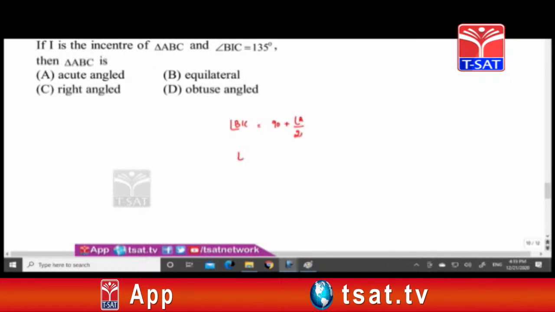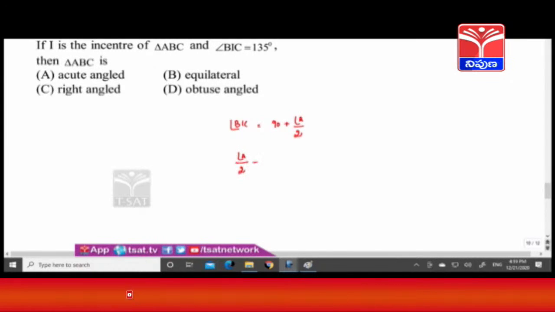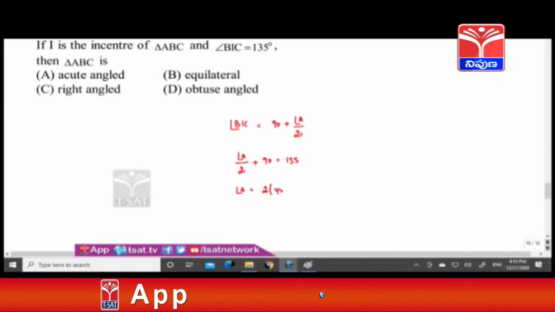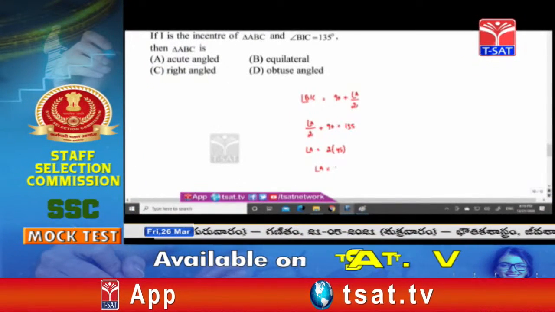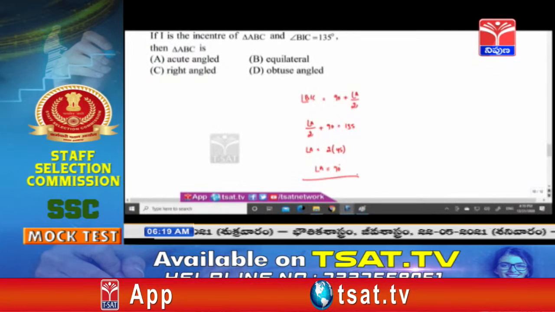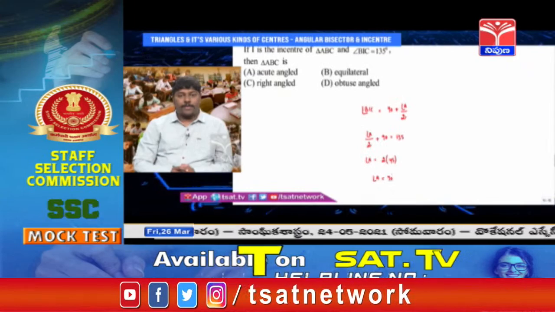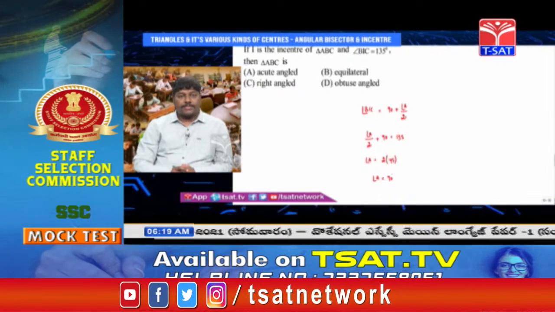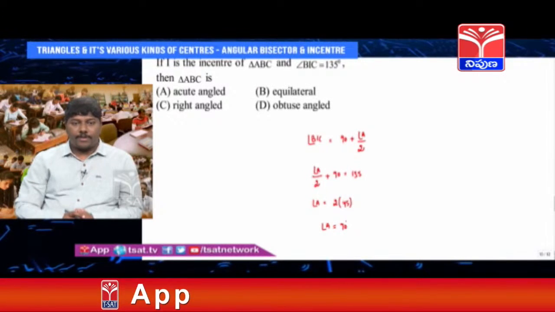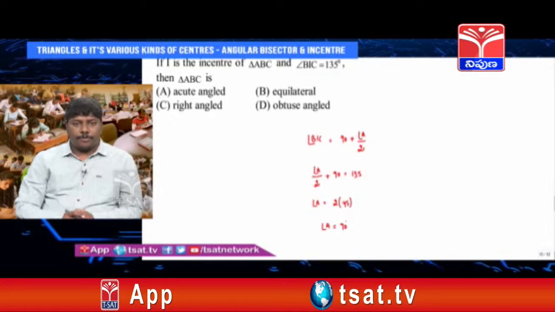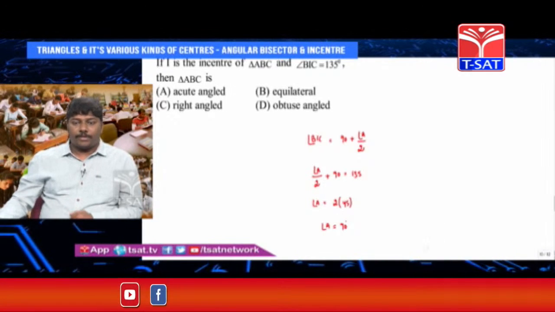So 90 plus A by 2, or else A by 2 plus 90, is equal to 135. Angle A is equal to 2 times 45. So angle A is equal to 90 degrees. So if angle A is equal to 90 degrees, we call it a right angle triangle. Suppose angle A is less than 90, then we say the triangle is an acute angle triangle. So we can't say anything about equilateral and obtuse by using this property. Now look at the next one.